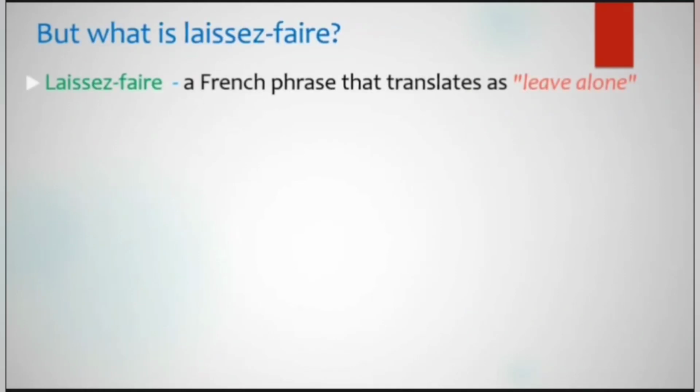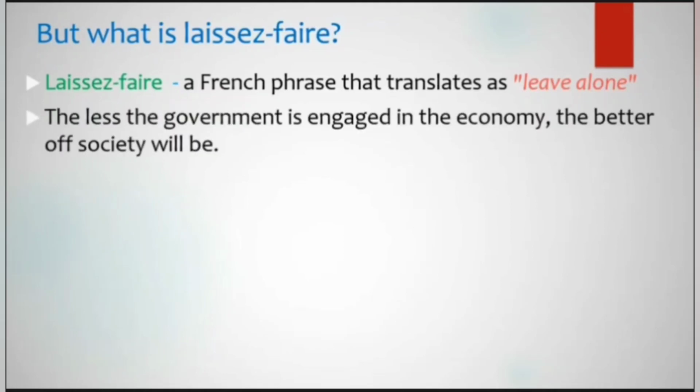But what is laissez-faire? Laissez-faire is a French phrase that translates as leave alone. Alin kaya ang pababayaang mag-isa? The less the government is engaged in the economy, the better off society will be. Mas mabuti daw na hindi makialam ang gobyerno sa lipunan o ekonomiya kasi aayos ito naman ng mag-isa kahit magkaproblema ito.